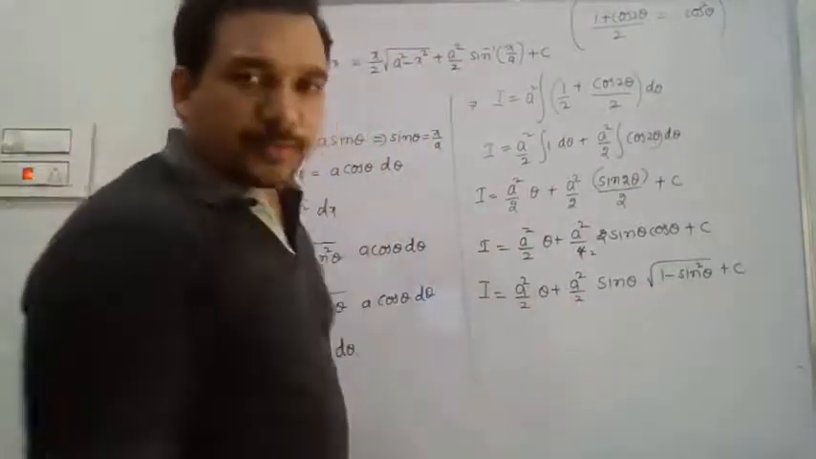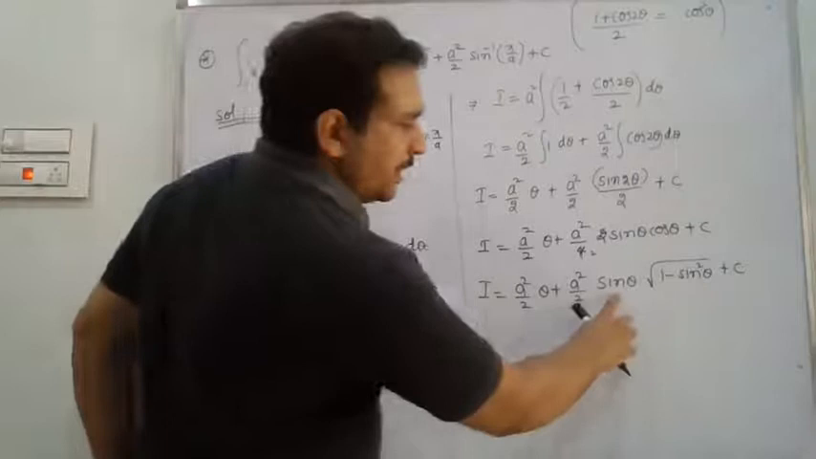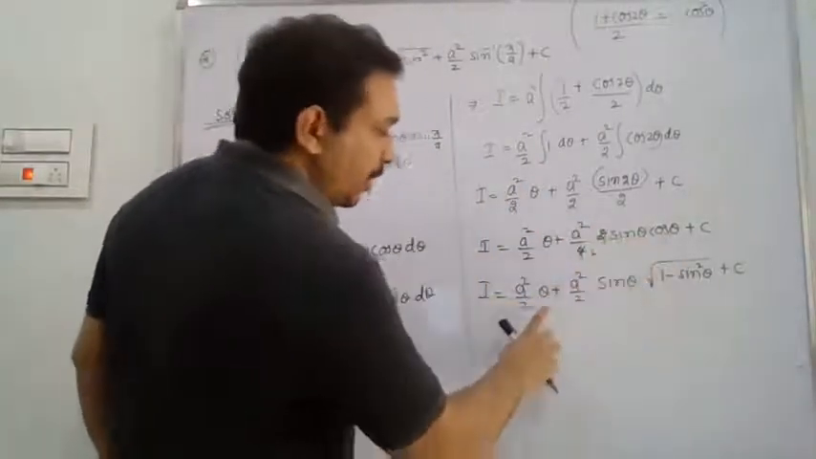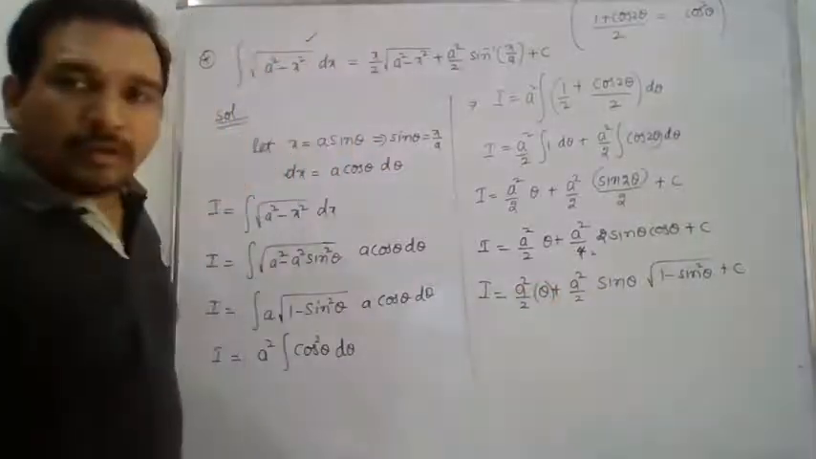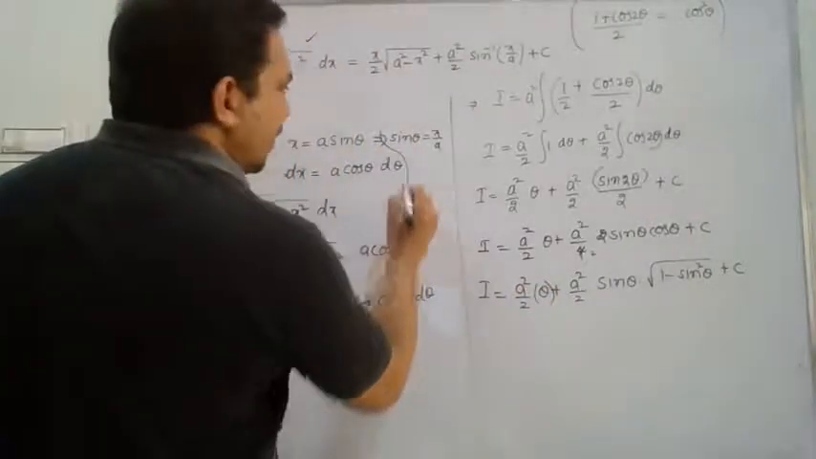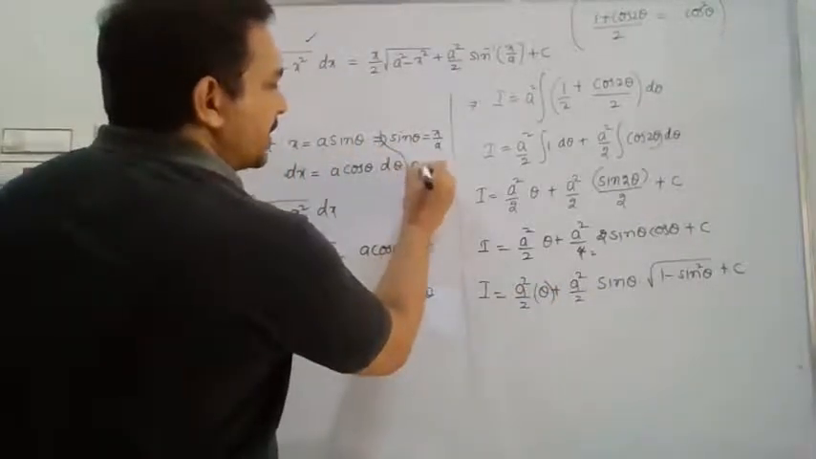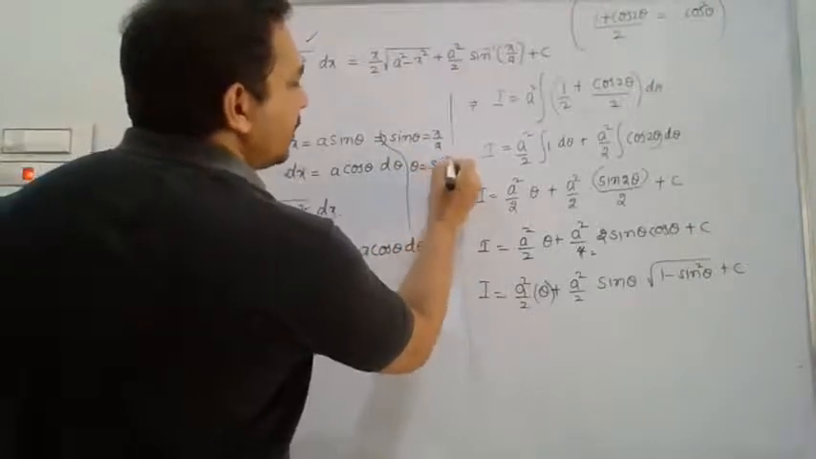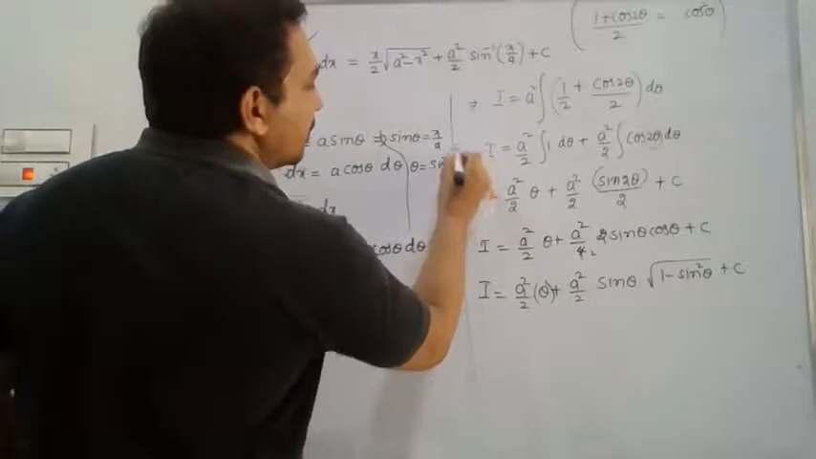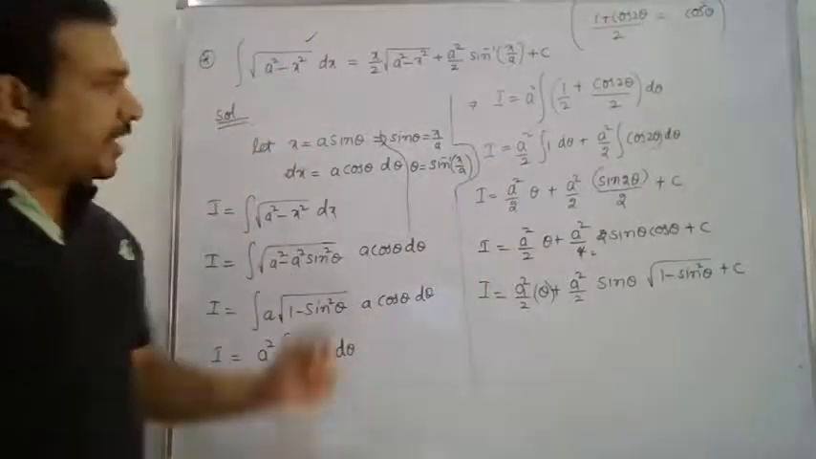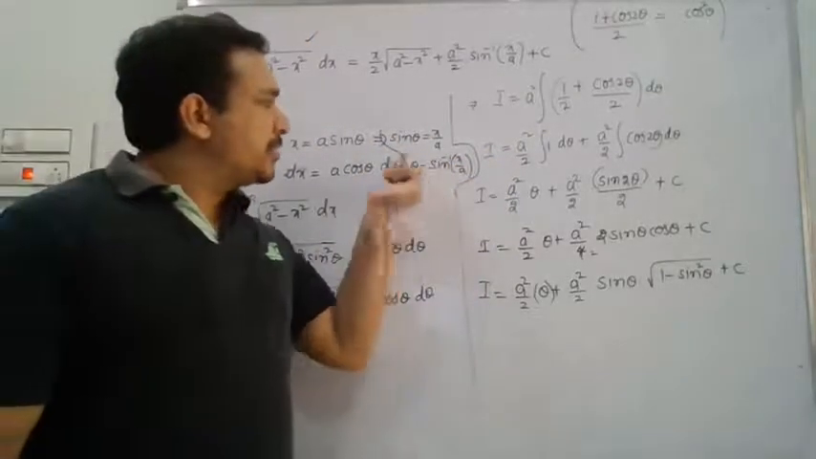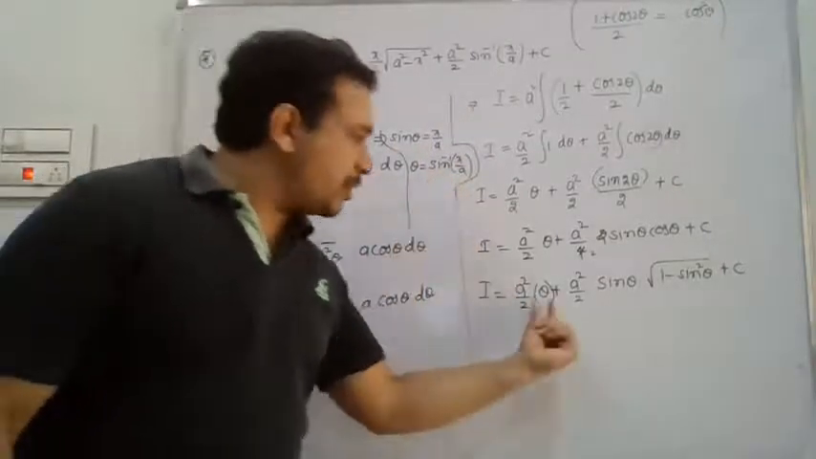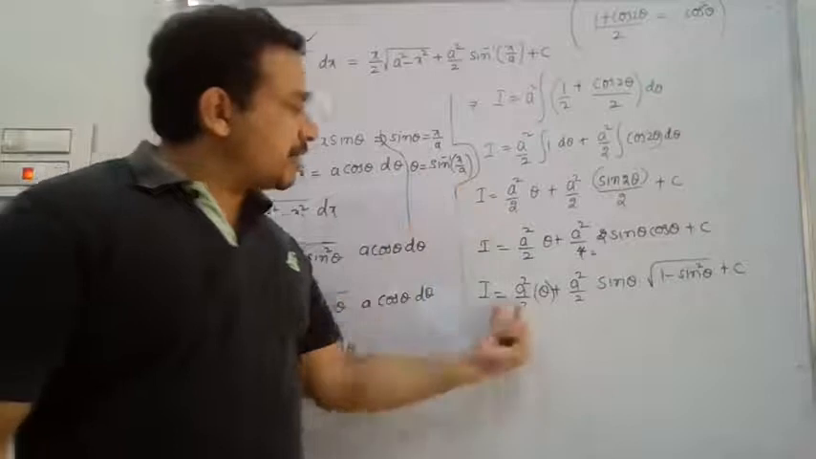Now go for the substitution. When we substitute sin theta with x by a, no problem: sin square theta is x square by a square. That is okay. But what about theta? If sin theta is equal to x by a, then theta is, bring this sin to the right side, it becomes sin inverse of x by a. Understood? So instead of theta, we can write sin inverse of x by a.